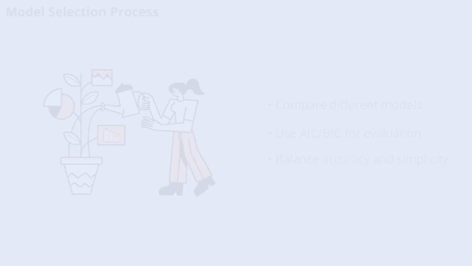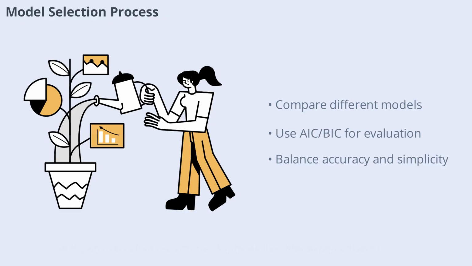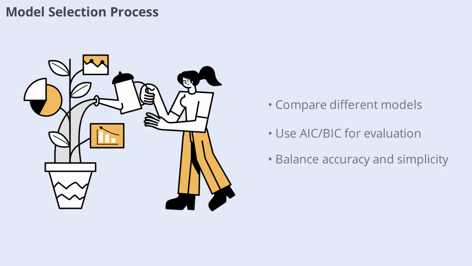Choosing the best ARIMA model involves comparing different combinations of P, D, and Q. Analysts often use criteria like the Akaike Information Criterion, AIC, or Bayesian Information Criterion, BIC, to evaluate model performance. The goal is to find a model that balances accuracy and simplicity, avoiding overfitting. This selection process is iterative and may require testing several models before finding the optimal one.